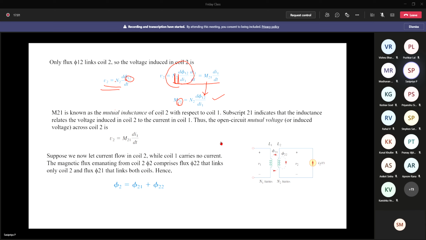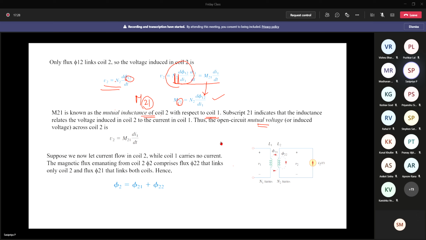Due to the current flowing in coil 1, there is going to be a flux linkage which is going to produce an EMF, and this inductance is called mutual inductance. So we represent it as M21. What is M21? Mutual inductance in coil 2 with respect to coil 1. Now this voltage is also called mutual voltage.